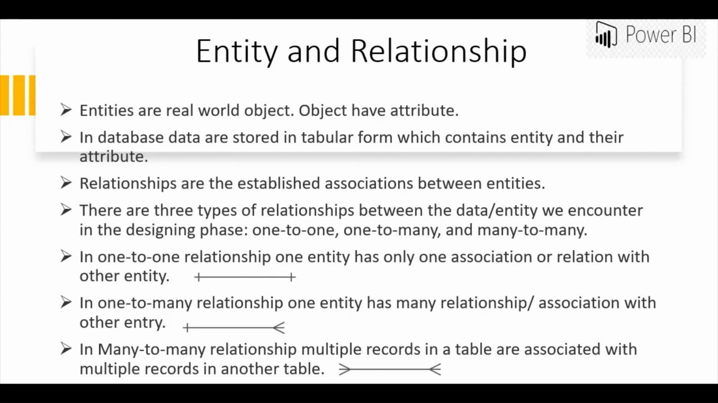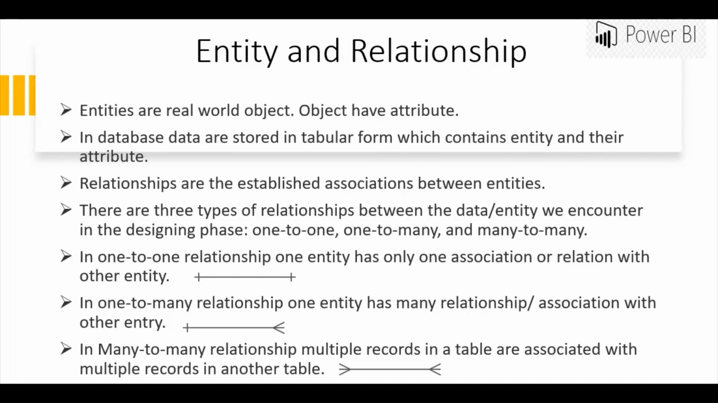So, what is an entity? Entities are real world objects, and objects have attributes. Whatever we see around us are objects: pen, book, bottle, school, class, student, person, everything. An object has attributes and characteristics. For example, student is an entity and its attributes are name, address, age, gender, etc.